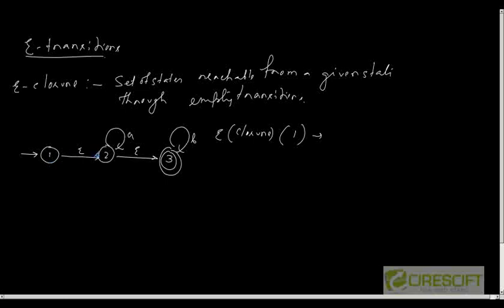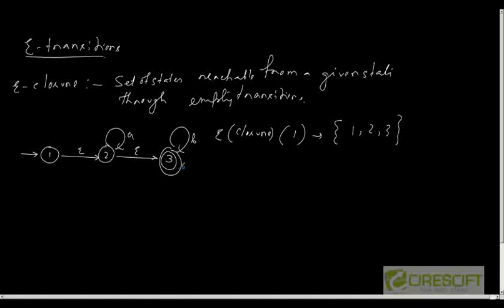Then there is an empty transition from 1 to 2, so epsilon closure of 1 will also contain 2. And from 2 again I can make another empty transition to reach 3. So epsilon closure of 1 will be 1, 2 and 3. These are the states I can reach only through empty transitions without consuming any symbol.